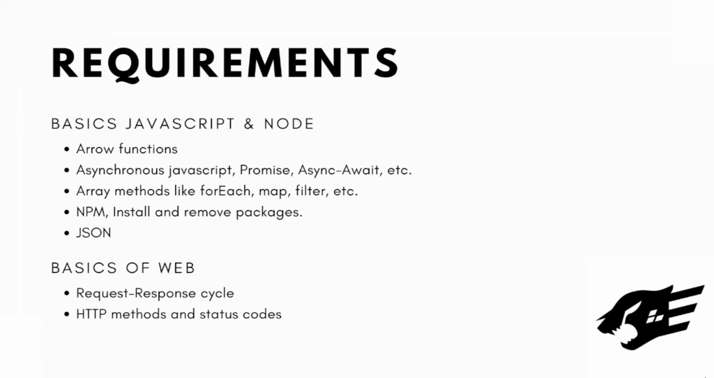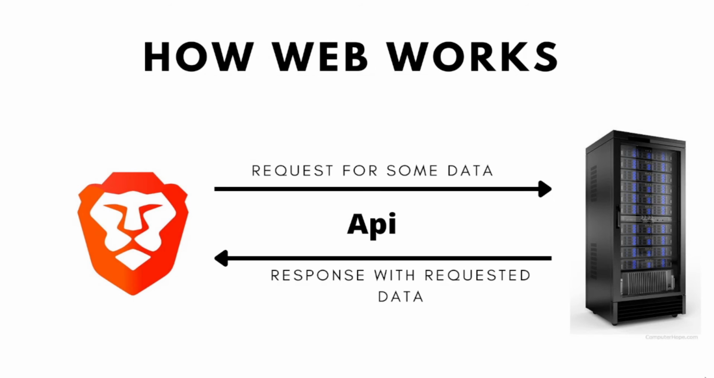So let's understand how the web actually works. In the web, we have two entities. We have a client and we have a server. The client is most probably your browser. Now the client might need some data from the server, so it sends a request for some data to the server. When the server gets the request, it gathers some data, then sends it as a response to the client. And that's how this request response cycle works and how it ends.